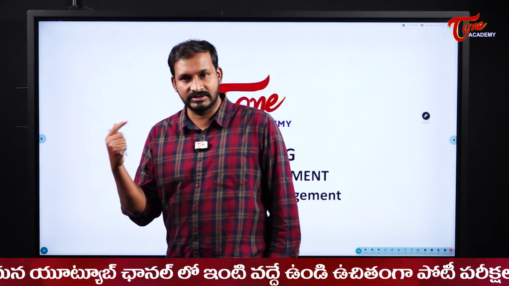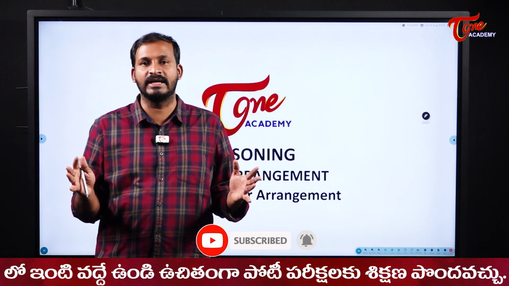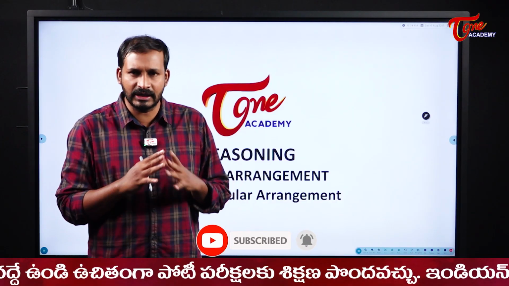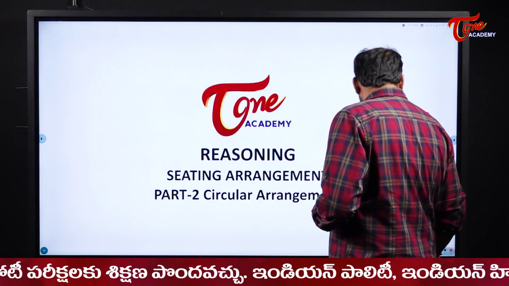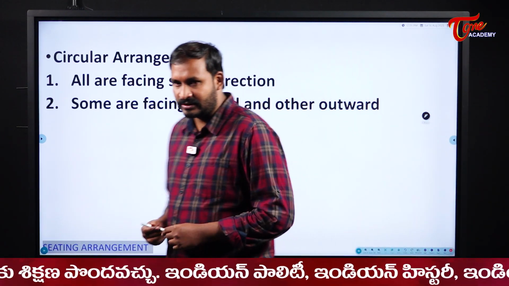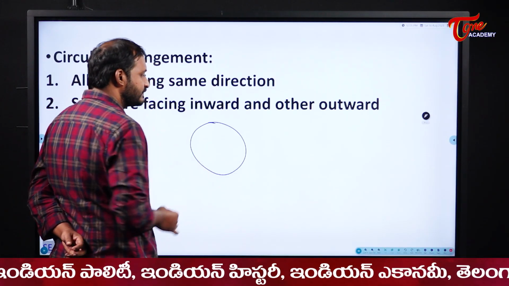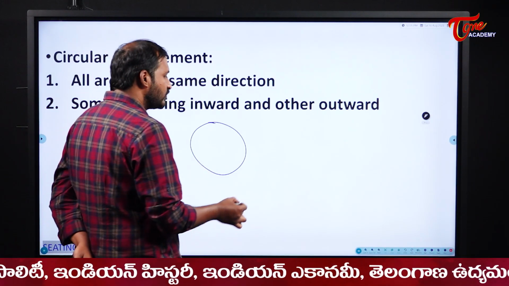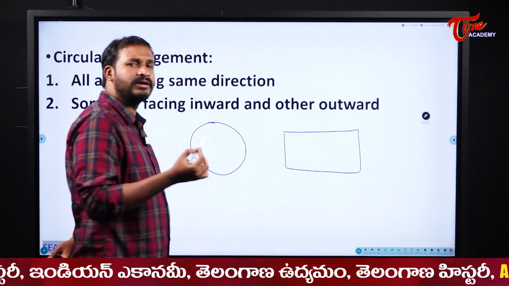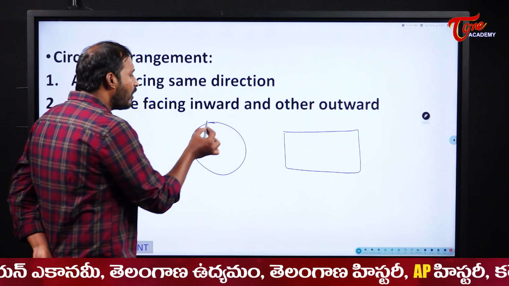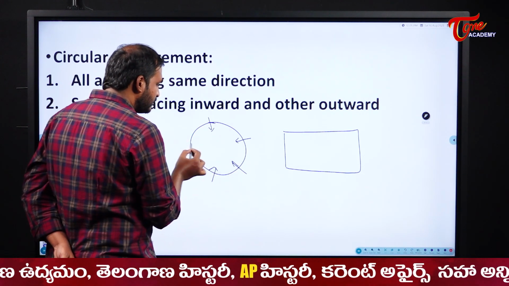If the given seating arrangement is based on a circle or any square, rectangle, hexagonal, whatever it is, any closed one, we will discuss that. Now see here students, when it comes to these closed figures, we usually have two types of things. Usually they will give us a circle or rectangle or hexagon, and either all will face inward, or all will face outward.